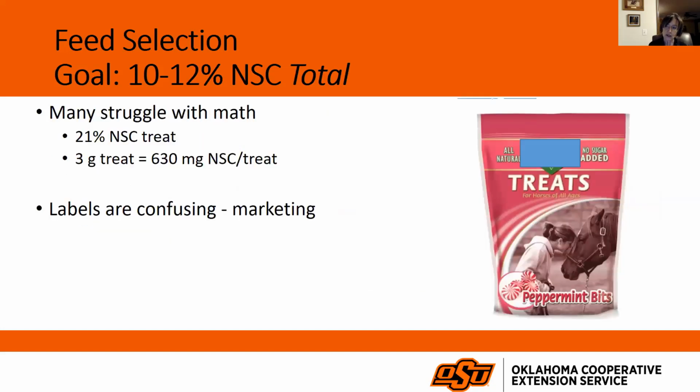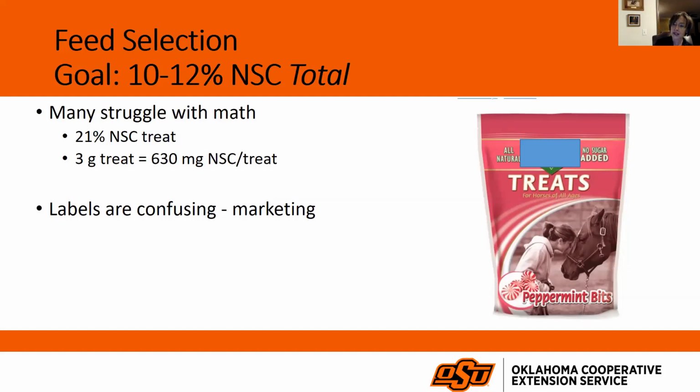Some other items that owners can get a little frustrated with, because marketing can be tricky, is to remember that it is the total diet that is the key, which we're saying needs to be 10 to 12% total non-structural carbohydrates. So let's say the horse would get a treat that was 21% non-structural carbohydrates. A lot of owners would really worry about that, because it's over the 10 to 12% we're supposed to give. But if it was only a 3-gram treat and it was 21% non-structural carbohydrates, that horse is only getting 630 milligrams of non-structural carbohydrates. That really isn't a very large amount in the context of a horse consuming 20 pounds of feed per day. 630 milligrams is pretty small.